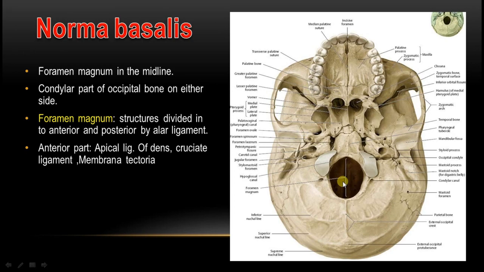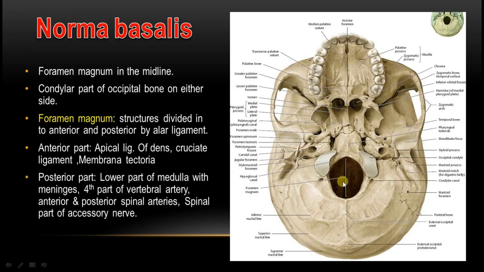The lower part of the medulla oblongata. Don't say spinal cord, the lower part of the medulla oblongata. Then the spinal part of the accessory nerve. Then the fourth part of the vertebral artery will go inside. So two vertebral arteries will actually enter inside.